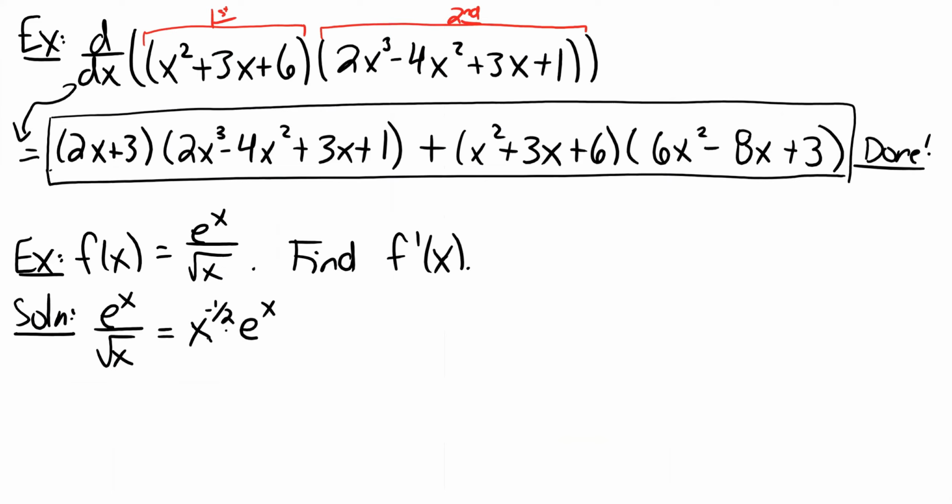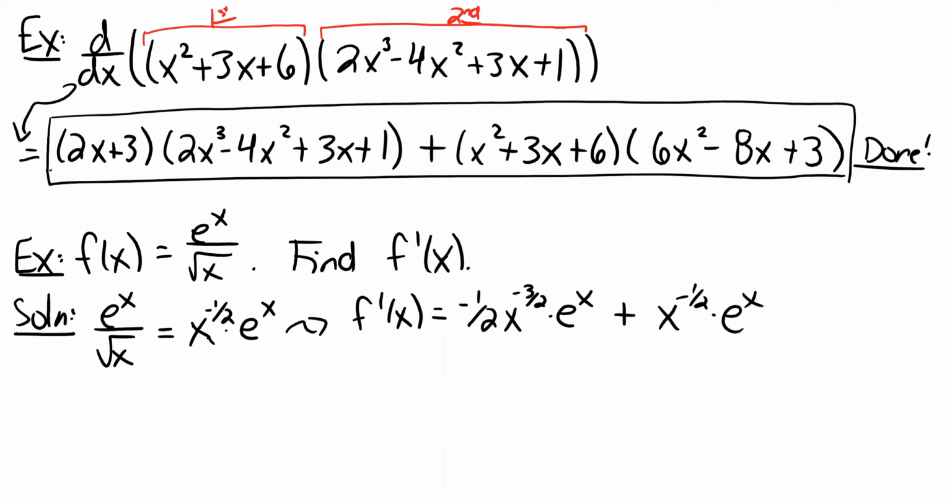Now we can take the derivative using the product rule. The derivative of this is minus 1/2 times x to the minus 3/2 times e to the x plus x to the minus 1/2 times e to the x. Notice here that I get minus 3/2 by taking minus 1/2 minus 1. And in the second part, I've taken the derivative of e to the x, which is e to the x.